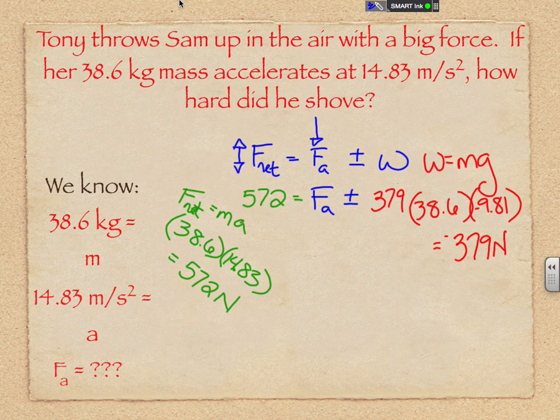So when you plug into the Fnet, always leave everything positive. We're just looking for what's happening here. Now, Tony's trying to throw Sam what direction? He's trying to throw up. So his applied force is pushing up, and the weight, of course, can only push down. So are these two fighting each other or working together? They're fighting each other. So do I want a plus or do I want a minus? I want a minus. So now I'm going to stick that minus in there.